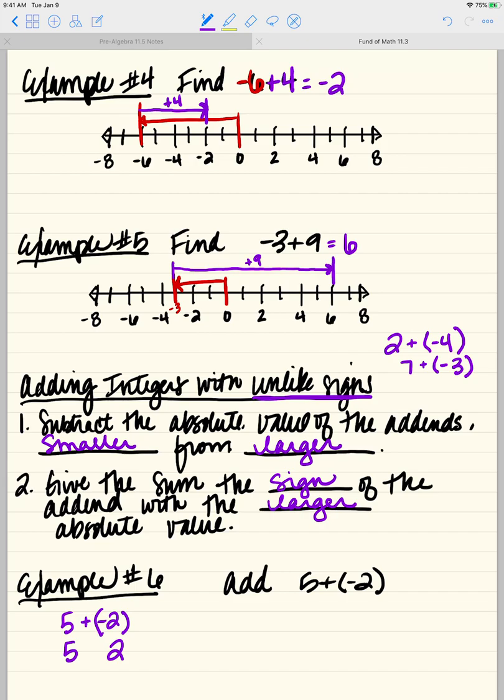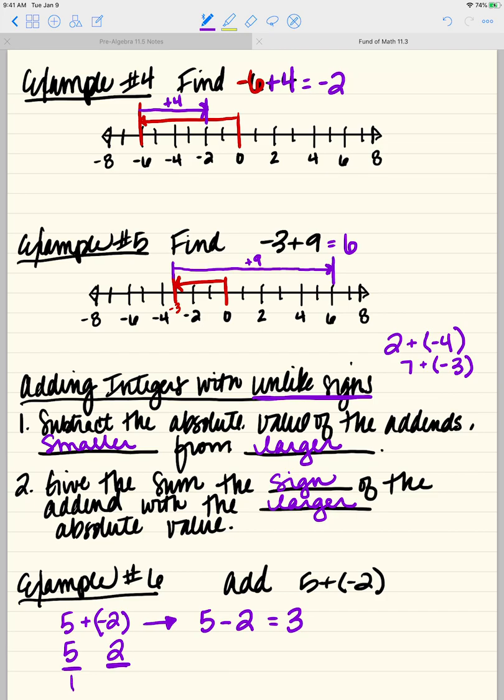Now, step number 1 says subtract the absolute value of the addends, smaller from larger. So we have an absolute value of 5 and an absolute value of 2. Which absolute value is bigger, 5 or 2? 5. So we're going to rewrite our 5 plus -2 as 5 minus 2. We're going to subtract the absolute values. 5 minus 2 is equal to 3.